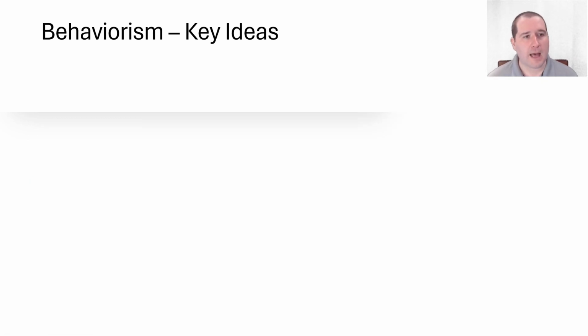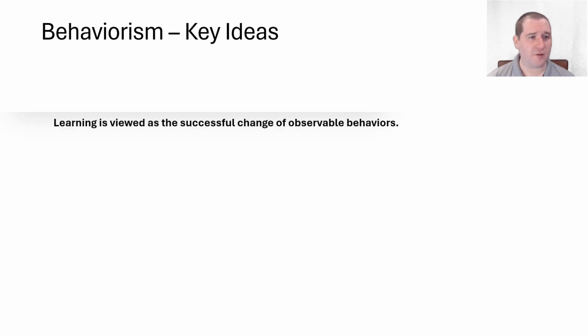Okay, we've talked a lot about behaviorism. What are the key ideas? What do I want you to take away from all these studies and all these models? So here's kind of the big picture. In behaviorism, learning is viewed as the successful change of observable behaviors. Okay? In behaviorism, we need things we can observe, things we can study scientifically. That's the big idea. We're only dealing with observables. Okay, they did not have the anatomy knowledge at the time to really get into the nitty-gritty of how the brain works.